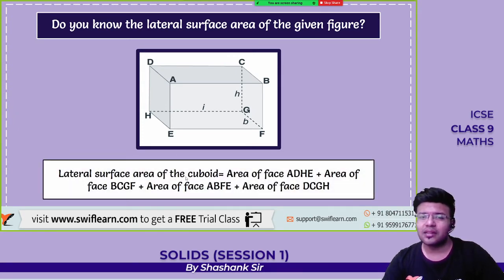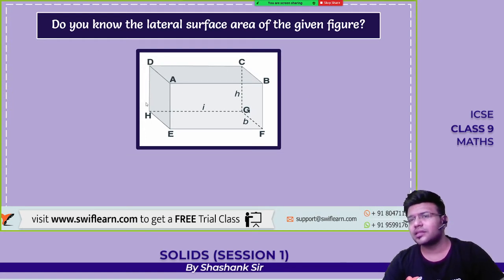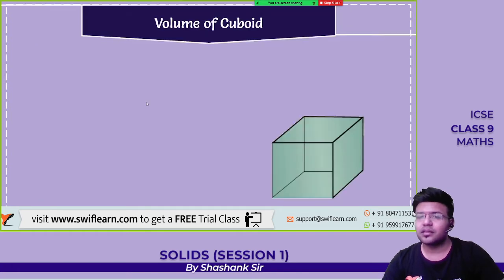Lateral surface area of the cuboid is the area of ADHE plus ABEF plus BCGF and DCGH. Forget about the top and the bottom. Whatever area is there on the sides, that is the lateral surface area.